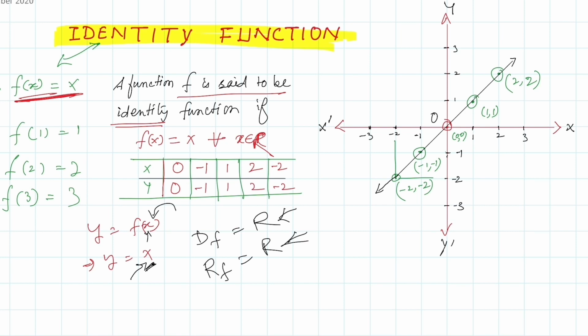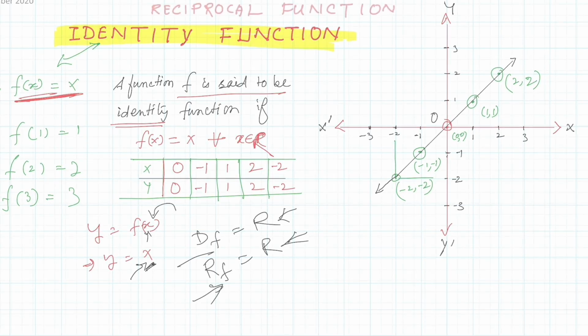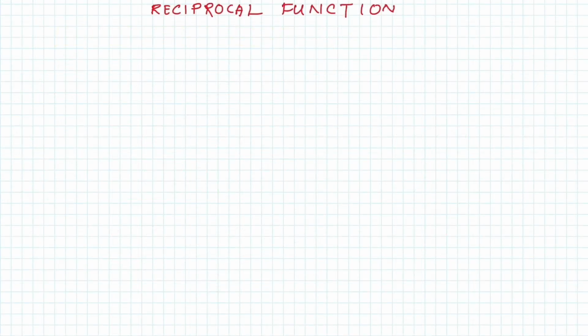If you put 1, then you get 1. If you put 2, again you will get 2. That's why if Df is R, then Rf must also be R. So that is all about identity function. Now let me tell you about reciprocal function. Now let us discuss reciprocal function.